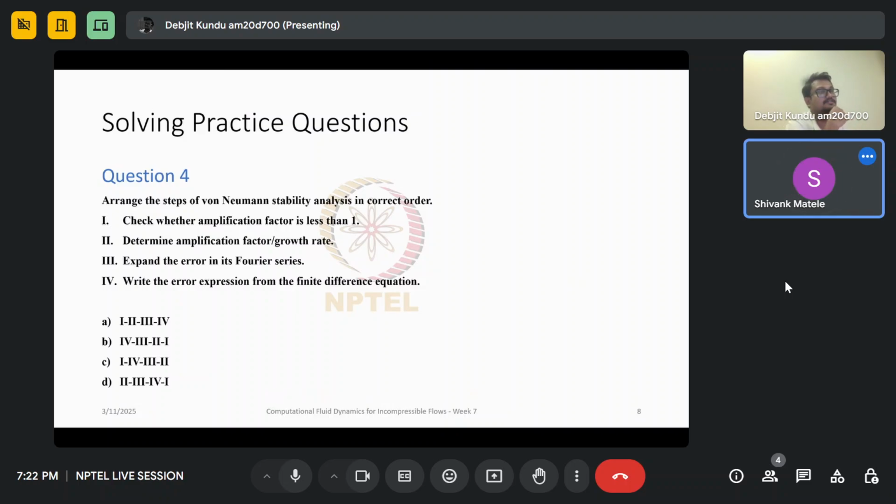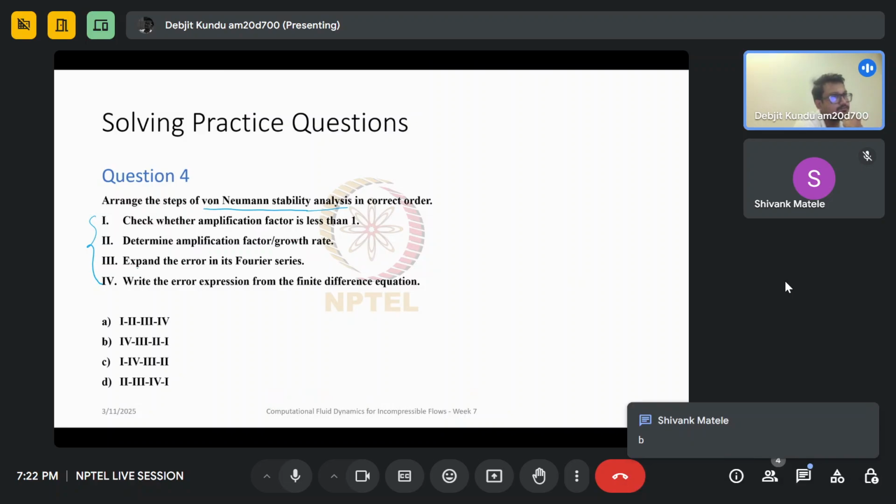So you have to arrange the steps of von Neumann stability analysis in the correct order. I have four steps over here, sort of jumbled up. You have to arrange them in the same order in which von Neumann stability analysis is performed. Step 1 is check whether the amplification factor is less than 1. Step 2 is determine the amplification factor or growth rate, same thing. Step 3 is expand the error in its Fourier series. And step 4 is write the error expression from the finite difference equation.